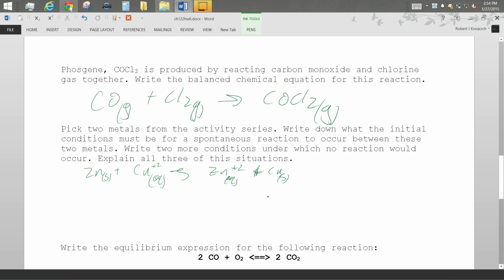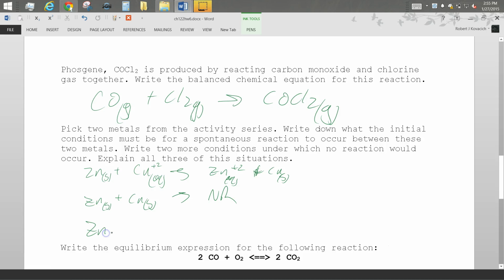Why? The zinc has its electrons, the copper is missing its electrons, and zinc's higher on the list, so it's willing to give the electrons to the copper. So that is a reaction that does happen. Right, two more conditions where no reaction would occur. Okay, so zinc solid and copper solid, and no reaction occurs because nobody needs any electrons.